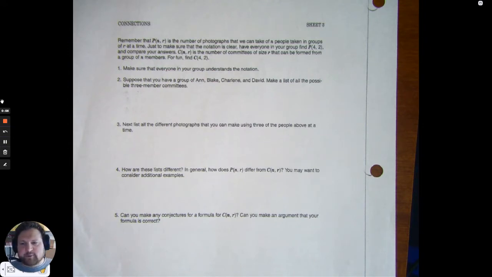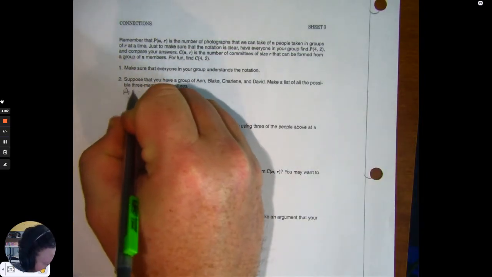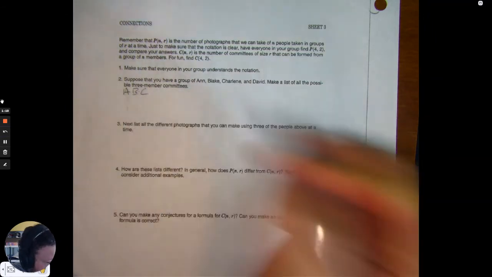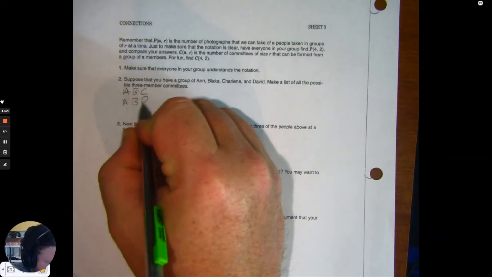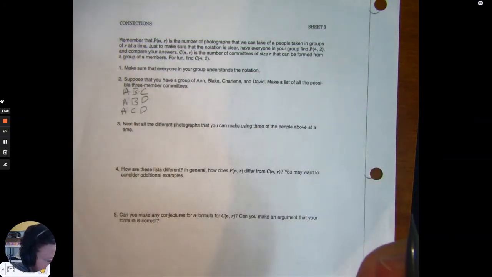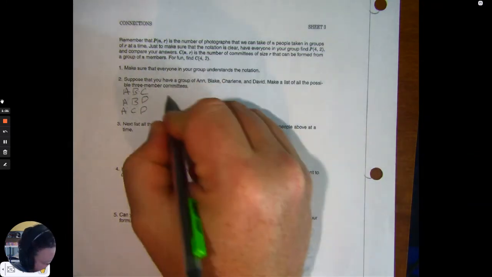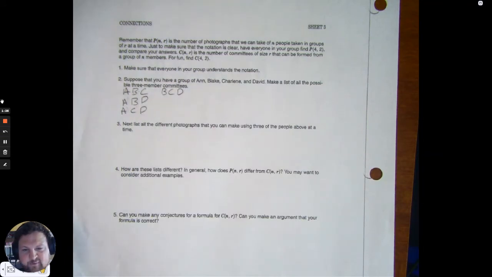So number 2 says, suppose that you have a group of Ann, Blake, Charlene, and David. It says, make a list of all the possible 3-member committees. Well, we could make this committee be Ann, Blake, and Charlene. We could make it be Ann, Blake, and David. We could do Ann, Charlene, and David. Or we could do Blake, Charlene, and David. And that's it. We just have those 4 possibilities.